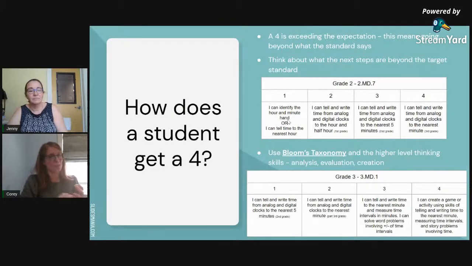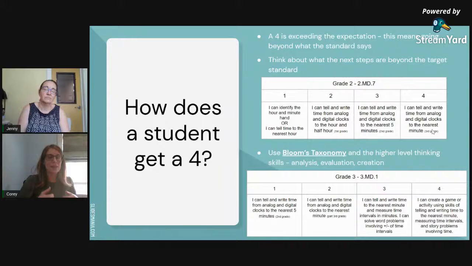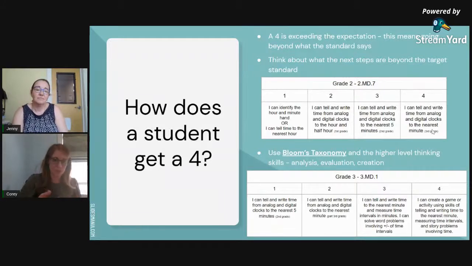Or perhaps the student can only identify the difference between an analog and a digital clock. So then what does it look like if that second grader is exceeding the expectation? Well, if they can tell time to the nearest 5 minutes, the next step would logically be that they can tell time to the nearest minute. So I would make sure that I am including problems on an assessment that would give the student a chance to show that they can make this next step.